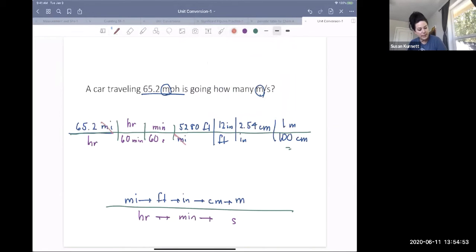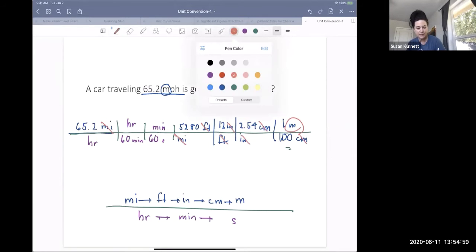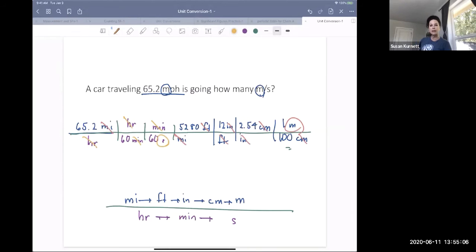Miles cancel miles, feet cancel feet, inches cancel inches, centimeters cancel centimeters. I'm left with meters on top. That's good. Hours cancel hours, minutes cancel minutes, and I'm left with seconds on the bottom. So I know that I've set up my ratios correctly. I didn't flip anything because the units work out.